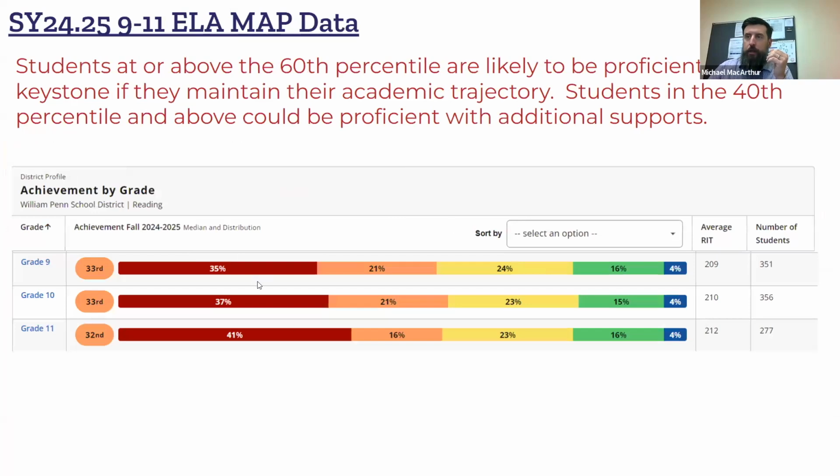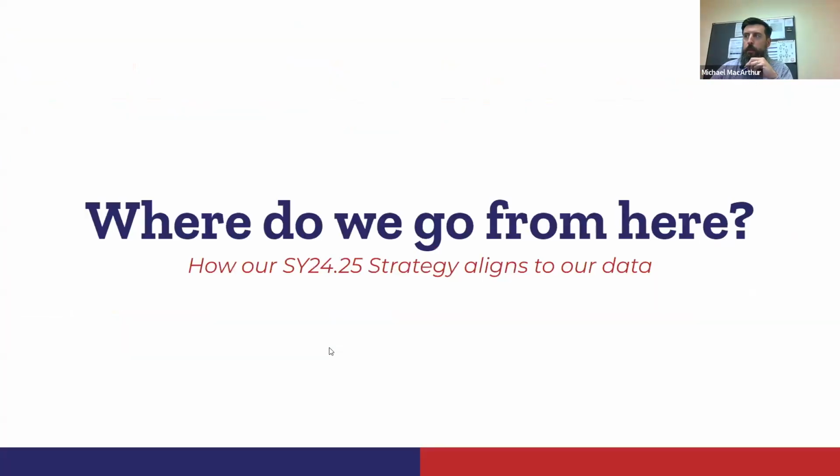Here is the same data for ELA. Now we've jumped back from the instructionally relevant data to the overall aggregate. And as a reminder, it's the students in the green and the blue that are starting the year on track to proficiency. And it's these students in yellow that are within reach of proficiency if we provide them with extra support.